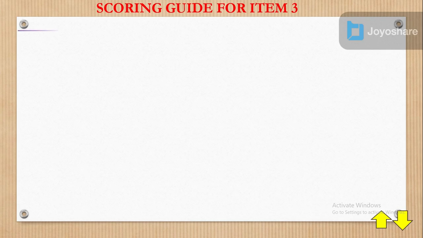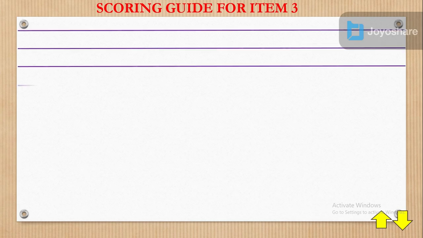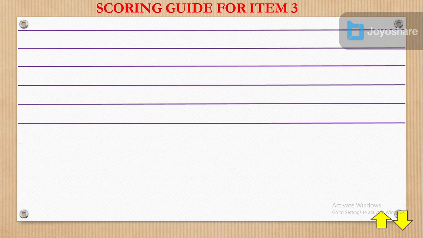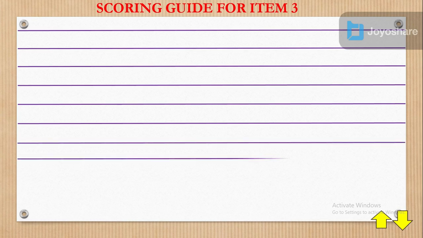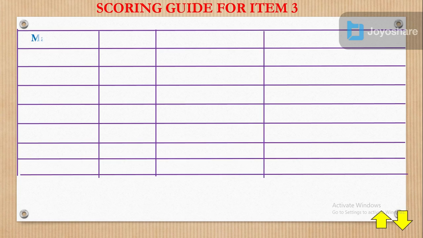Let's do our table. We have our mass there. We've got our frequency there. We've got our cumulative frequency. And we've got our class boundary.